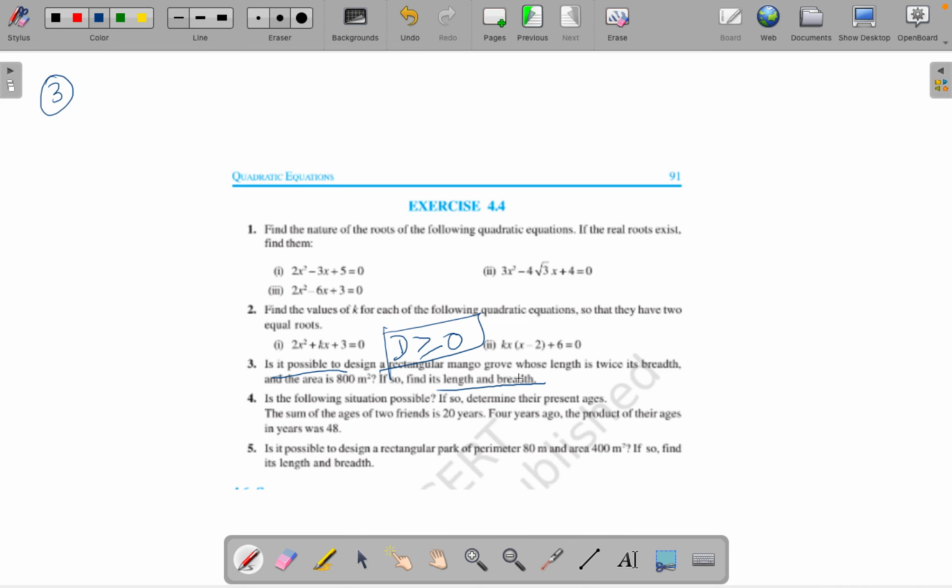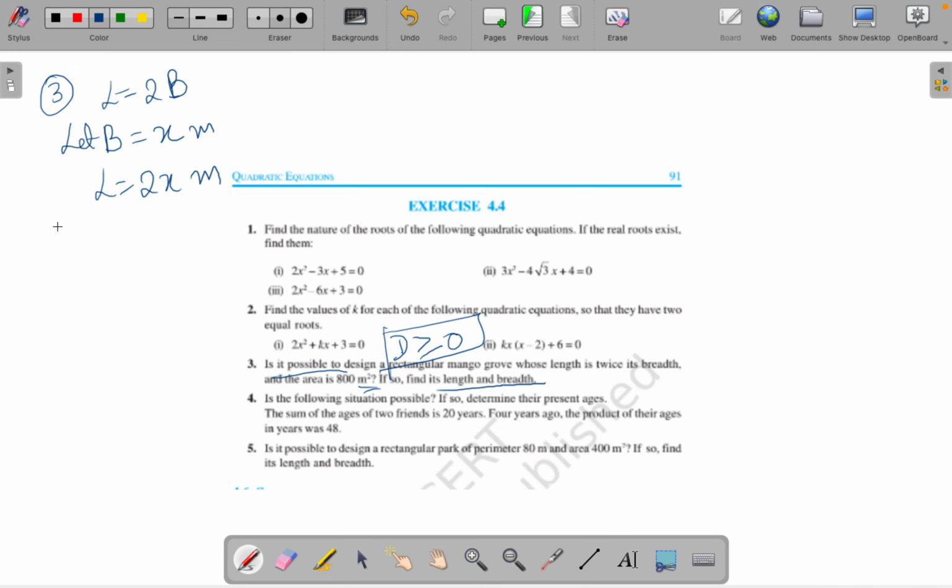I mean, whatever is the length and the breadth. Again, the question is the same, the way we did word problems in the previous videos. Is it possible to design a rectangular mango grove whose length is twice the breadth? So length is twice the breadth, children. So can I say let breadth be x meters? Since the units are meters, I told you units are very, very important. So length will be 2x meters, right?